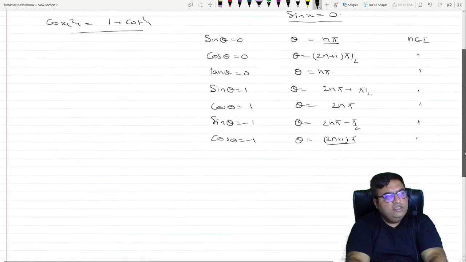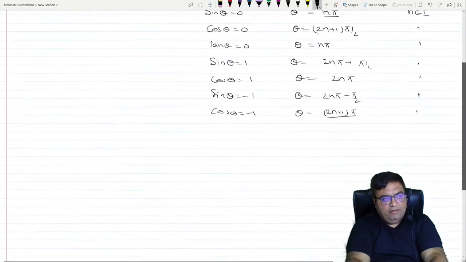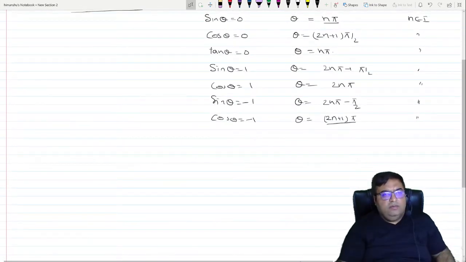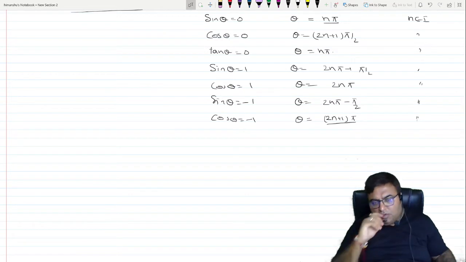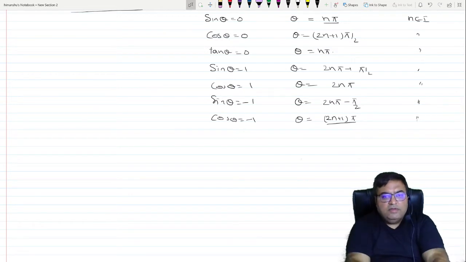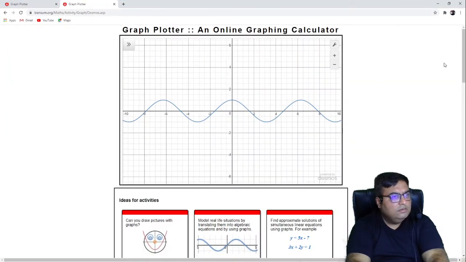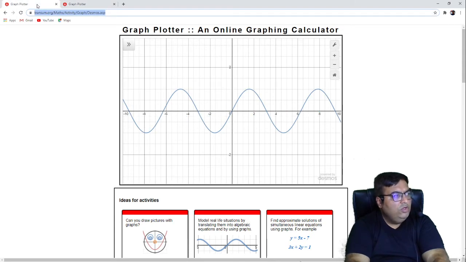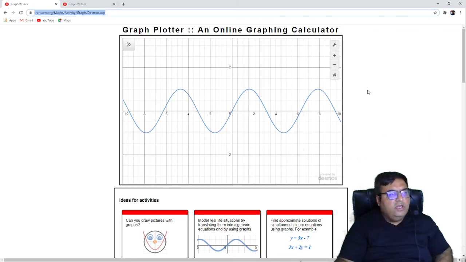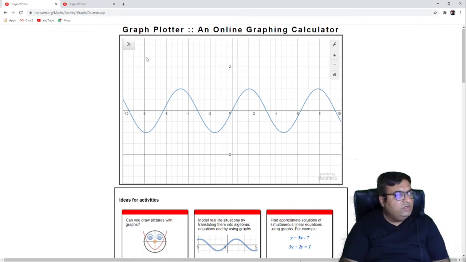But what is the problem? Why are we studying this separately? The main problem with this is the graphs. Look, I will show you something very practically. Now you can see this is the graph of y equals sin x. I have already plotted it for you.